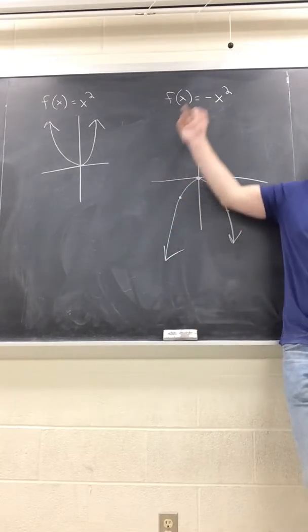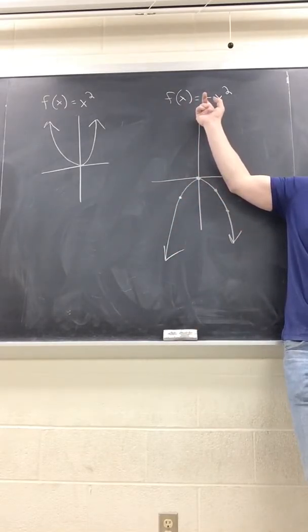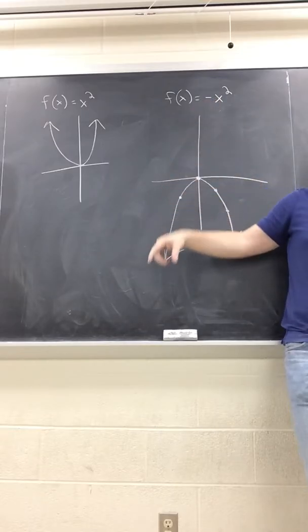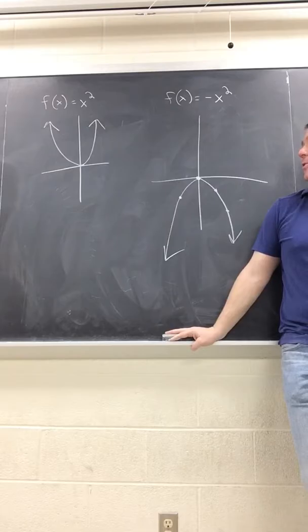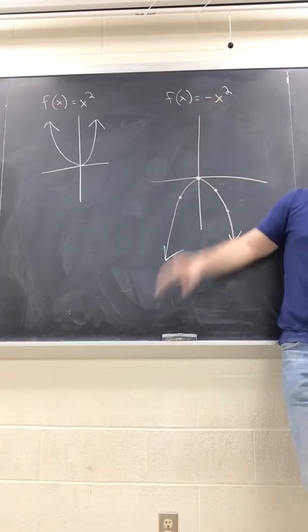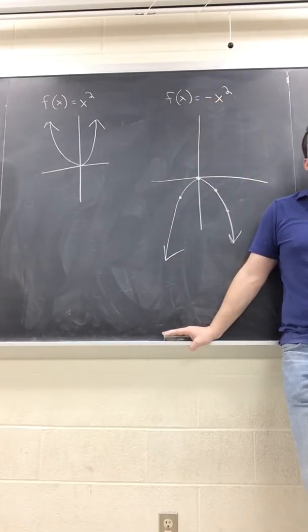So as far as it goes, multiplying on the outside of your function by a negative reflects you across the x-axis. The trick is, as far as the terminology goes, we know from last time, if you do something to the outside of the function, it affects it vertically. If you do something to the inside, it affects it horizontally. That negative is on the outside, which means it affects it vertically.